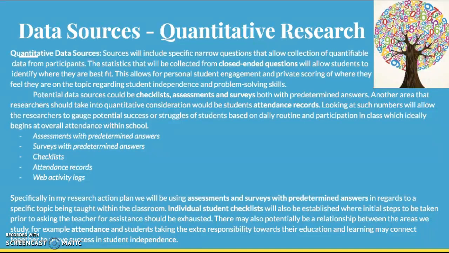Potential data sources could be assessments with predetermined answers, surveys with predetermined answers, checklists, attendance records, web activity logs. Specifically, in my research action plan, we'll be using assessments and surveys with predetermined answers in regards to the specific topic being taught within the classroom. Individual student checklists will also be established where initial steps to be taken prior to asking the teacher for assistance should be exhausted. There may also potentially be a relationship between the areas we study, for example, attendance and students taking the responsibility towards their education and learning may connect together to prove success in student independence.